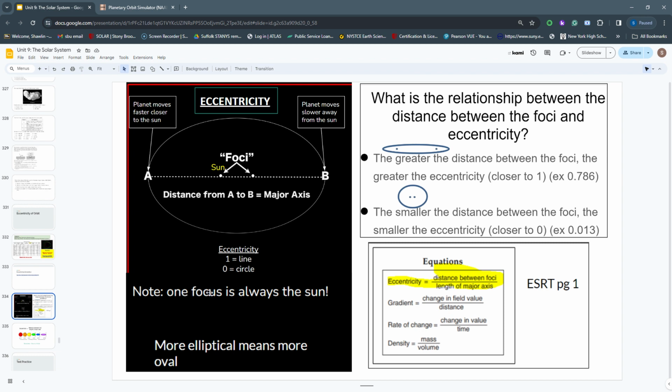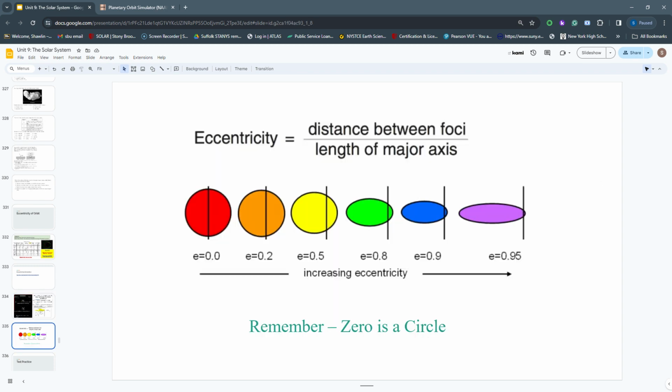Okay. And once again, one focus is always the sun, and the more elliptical it is, the more oval it is. The greater the distance between the foci, the sun and the imaginary dot, the closer the eccentricity is to 1, and the more elliptical the shape is. And the smaller the distance between the foci, the more circular the orbit is, and the eccentricity is closer to 0. And this kind of gives you a picture of it. 0 is circular, and the closer to 1 you're getting, the more elliptical it is. And this is the equation we're using. Remember, there are no units for eccentricity.